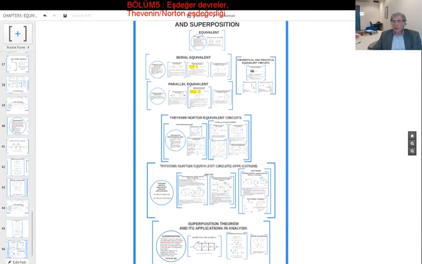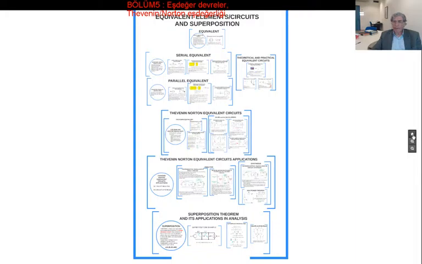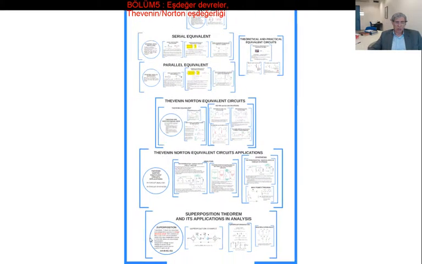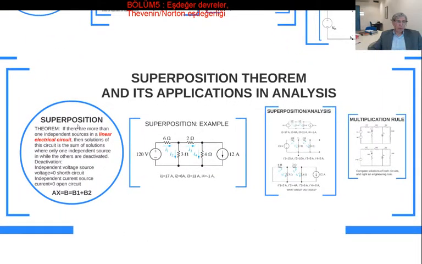Last video in chapter 5 is this. So we examined equivalent circuits and elements, which are serial equivalency, parallel equivalency, Thevenin-Norton equivalent circuits, and the application of these circuits. Now we come to a new subject called the superposition theorem. It is not directly related to the equivalent circuit, but you might consider it as an indirect usage of an equivalent circuit. So going into the details, what is superposition?